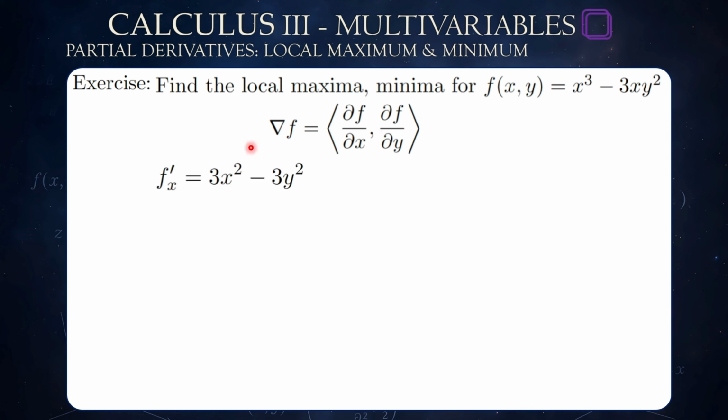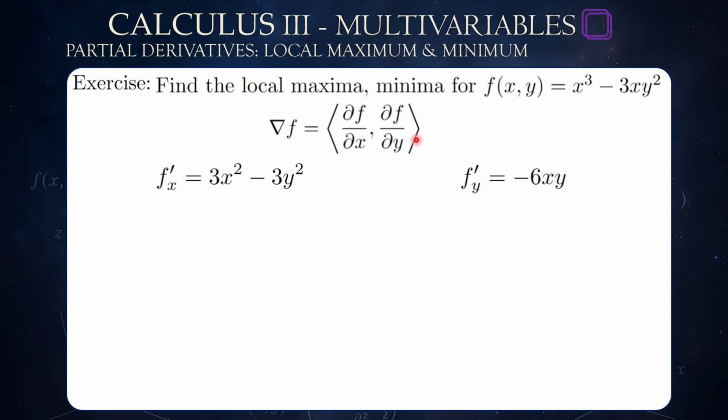So f prime x, in respect of x, is equal to 3x squared minus 3y squared. F prime y is equal to 0, because the derivative of x cubed in respect of y is 0, minus 6xy, okay, because the derivative of y squared is 2y.